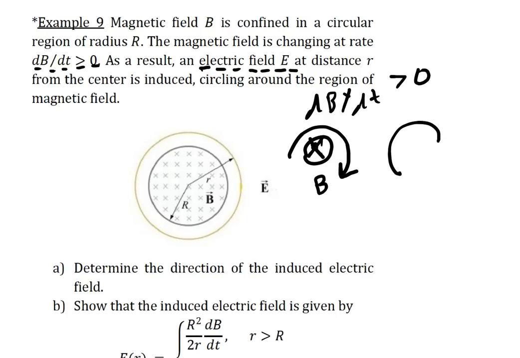For the change of the magnetic field you should get the clockwise direction. But for the induced EMF, you should get counterclockwise, as well as the induced electric field, counterclockwise. Okay? So here you can draw some arrows for your electric field.